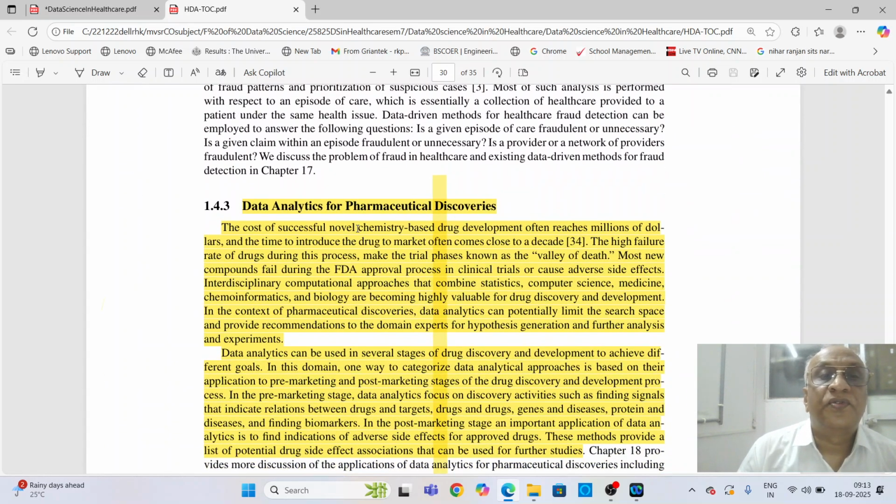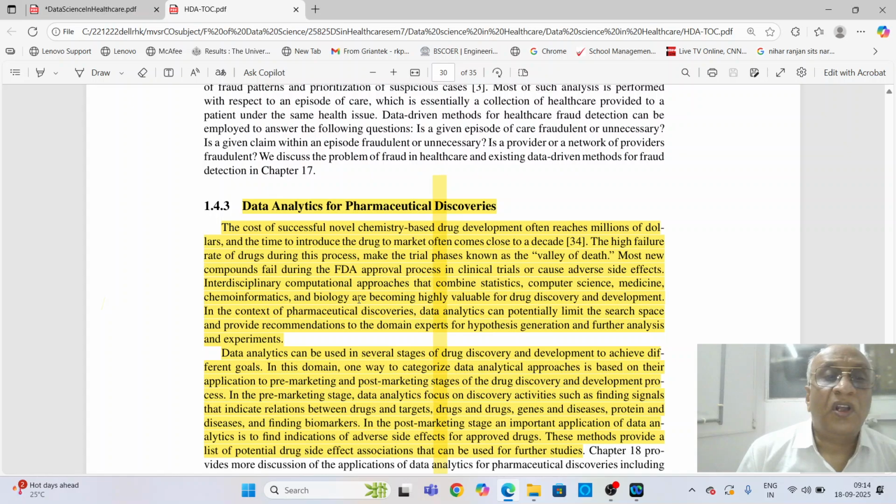The next application of data science in healthcare is pharmaceutical discoveries. So new drugs are given by various companies. For giving these new drugs, they may be spending millions of dollars on research, and they want to introduce that drug into the market. But it takes a huge amount of time. If you look at the previous history, 10 years, 5 years, 12 years, like that. So this is called the valley of death, because once their trials are over and they are ready for the market, then they have to go for the FDA approval process in clinical trials.